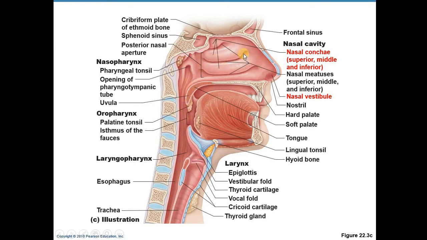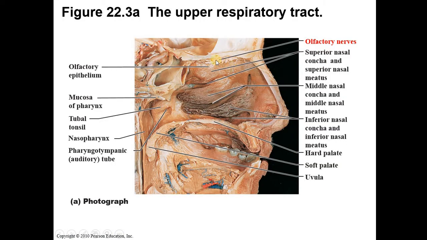You also can notice the olfactory nerves here. Those are your smell receptors, and you see olfactory here. Those are the receptors that help with smell. And then you can also see the concha again: the middle, the inferior, and the superior nasal concha in the nose as well.